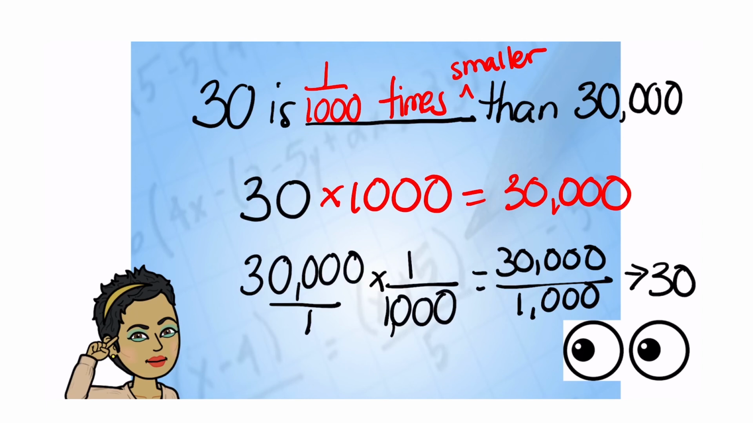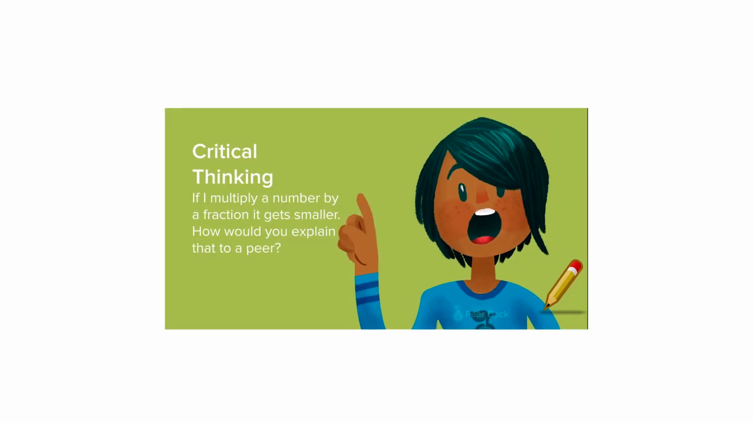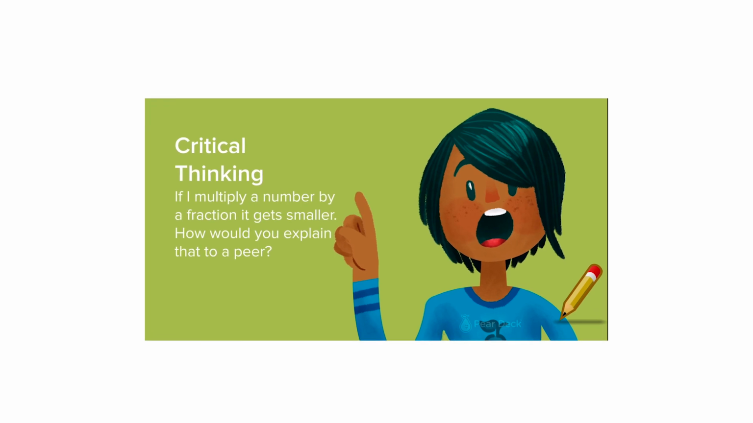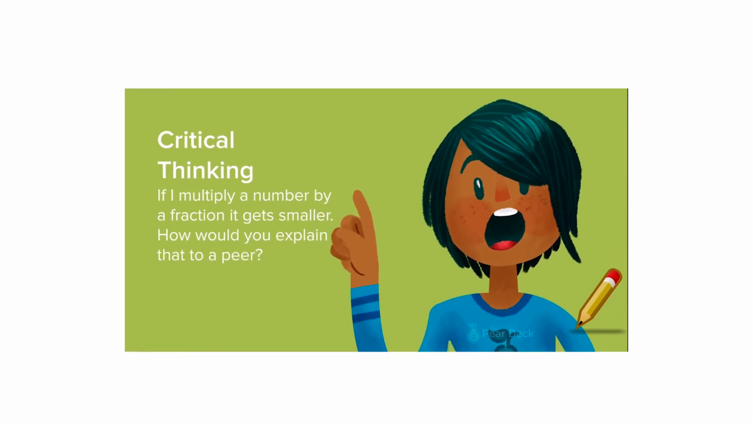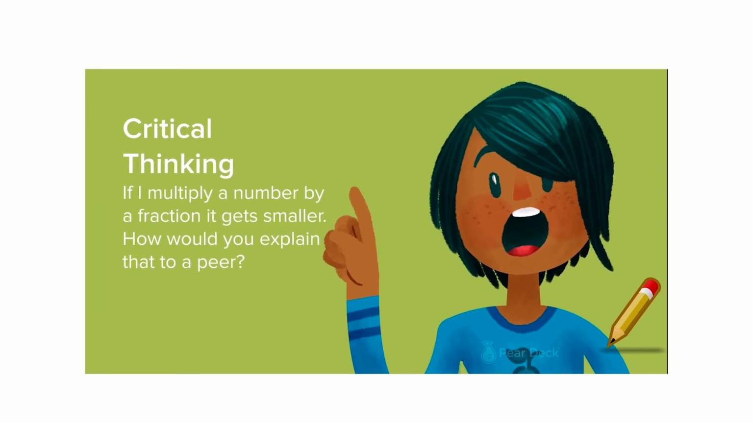And this is again some math that we're going to learn a lot more about later. So all you have to remember is when the numbers are getting smaller, it's going to turn into a fraction. You're going to multiply it by that fraction. Critical thinking question. If I multiply a number by a fraction, it gets smaller. How would you explain that to a peer? Just jot this down in your notes. Try your very best, math.